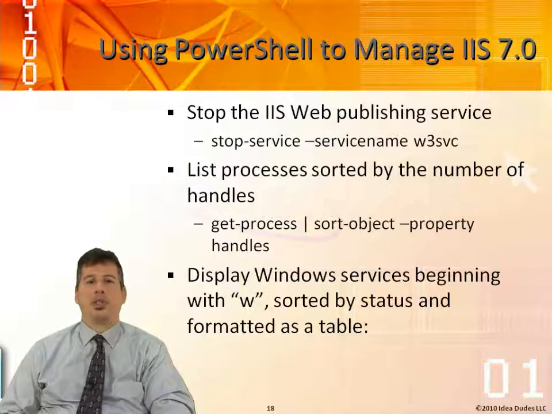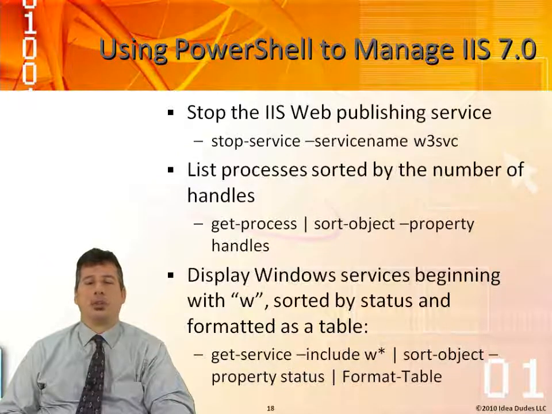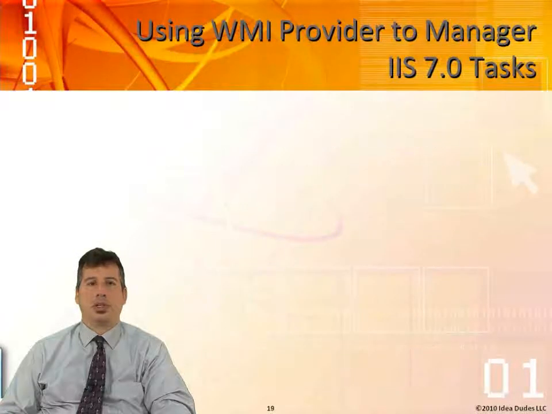Display Windows services beginning with W, sorted by the status and formatted as a table. So we're going to Get-Service -Include W*, which is the wildcard, saying anything that starts with W. We're going to then pipe it into Sort-Object -Property Status, and then we're going to display it as a table, so Format-Table.